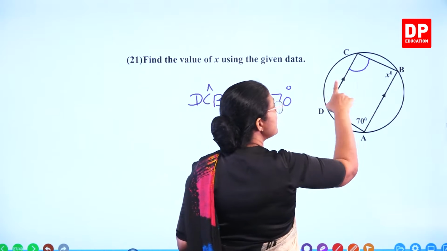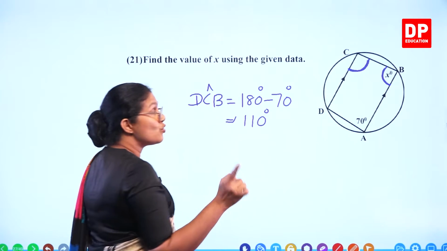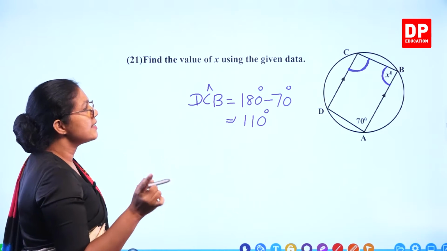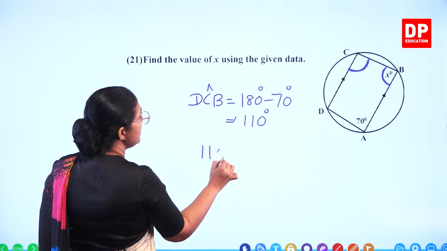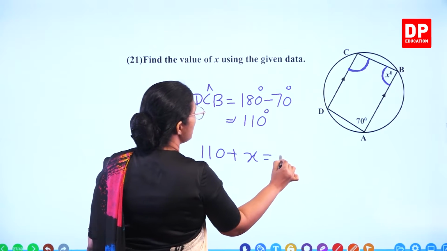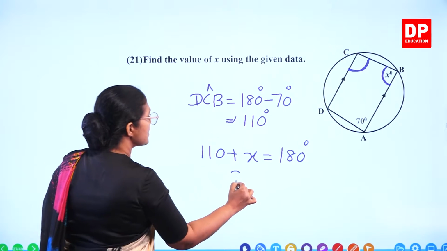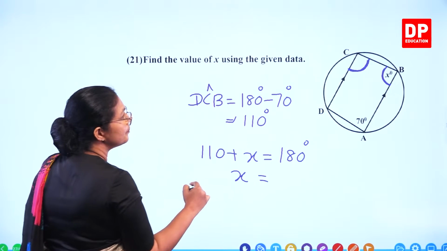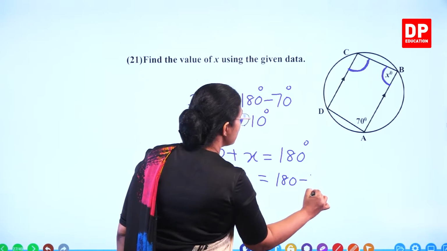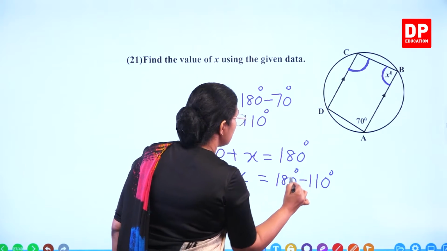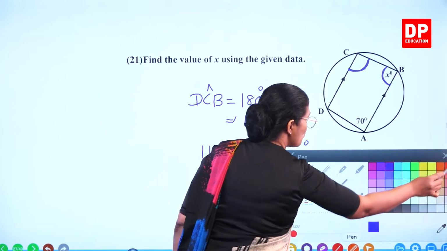Then these 2 lines are parallel. What are these 2 angles? Allied angles. If the 2 lines are parallel, allied angles add up to 180. So 110 plus x should be 180. So what is x? X is 180 minus 110. That's 70 degrees. So you get 2 marks.